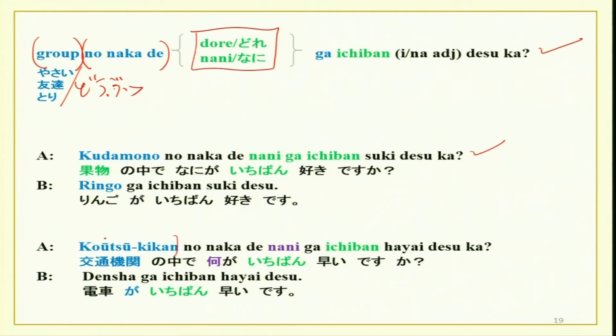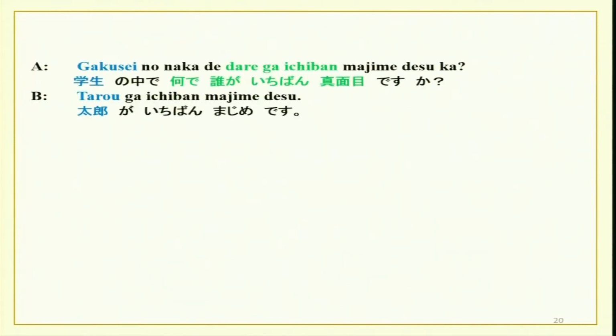Kotsu kikan is transportation. No naka de nani ga, which, what is ichiban, most, hayai is fast or quick. Densha ga ichiban hayai desu. Transportation systems, kotsu kikan. Now, there is another one for you.